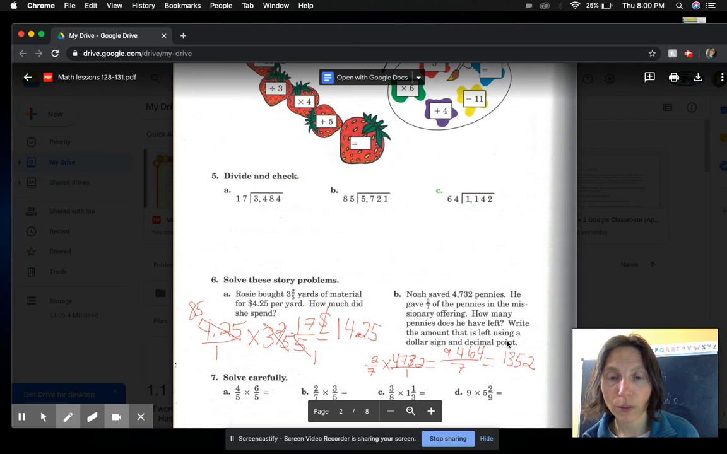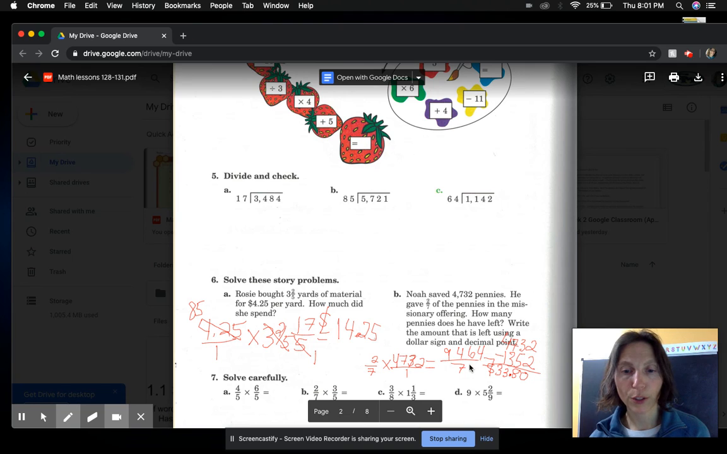So I still need to subtract that from what he started with, which was 4,732, and that gives me 33.80, but that's pennies, and they want it in dollars. So since there's 100 pennies in each dollar, I know that I'm going to put my decimal here, and my dollar sign, right? Okay, so looking at the rest, solve carefully, I think you can do.